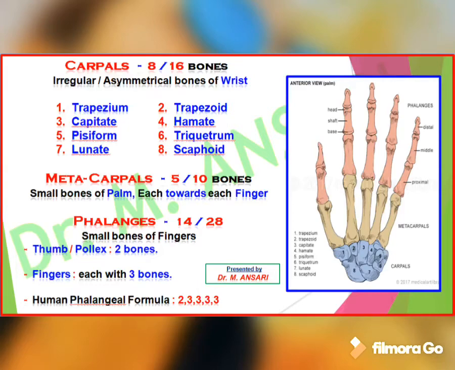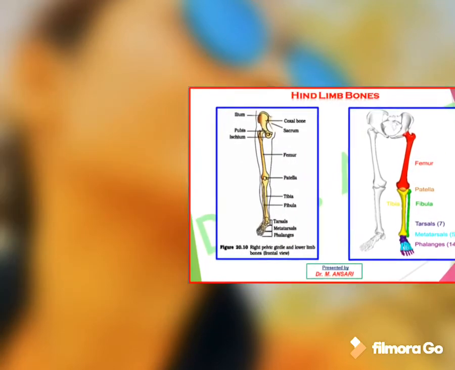In the digits, a total of 14 phalanges are present. These 14 phalanges are distributed in the manner that the thumb or pollex has 2 phalanges and in the remaining 4 fingers 3 phalanges are present, which gives the human phalangeal formula, that is 2 3 3 3 3. It means 2 phalanges are present in the pollex or thumb region and 3 phalanges are present in the remaining fingers. A total of 30 bones are present in each hind limb.